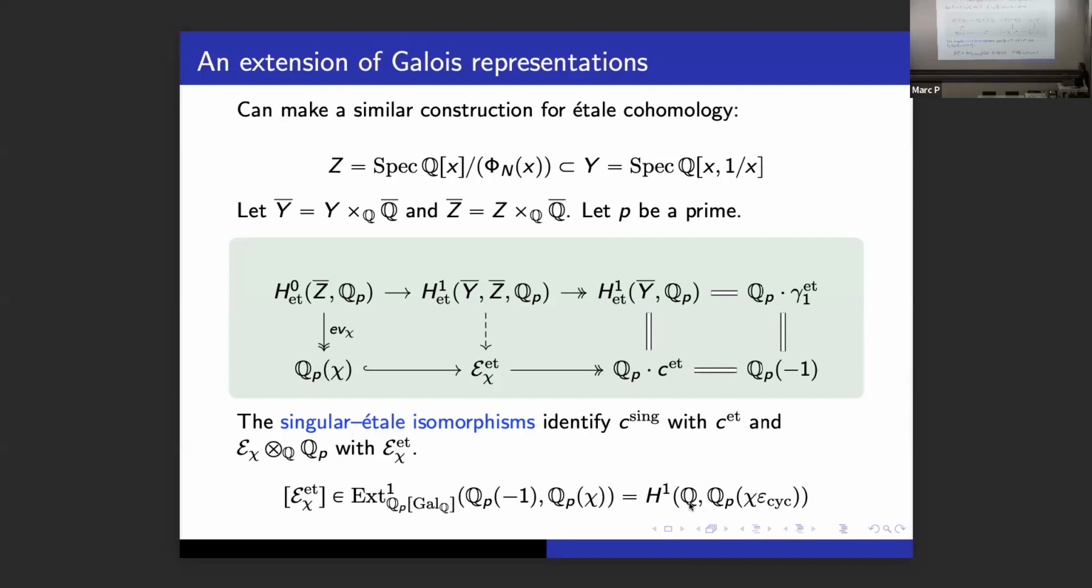And then as underlying Q_p spaces, we've just constructed the extension that takes our singular extension and extends scalars to the p-adics. All right, so this gives us an extension in a category of vector spaces over the p-adics with a Galois action, the Galois group of Q. And I can also think of that as a class in a Galois cohomology group.